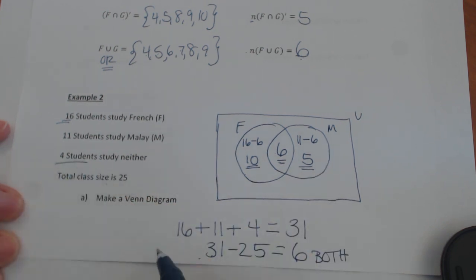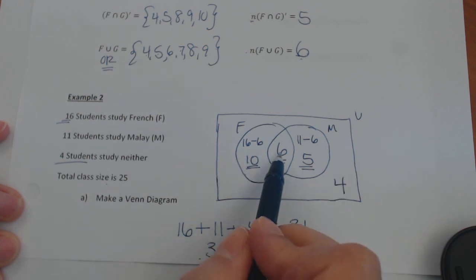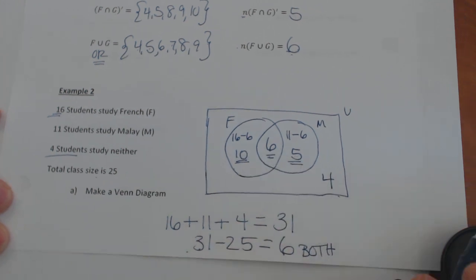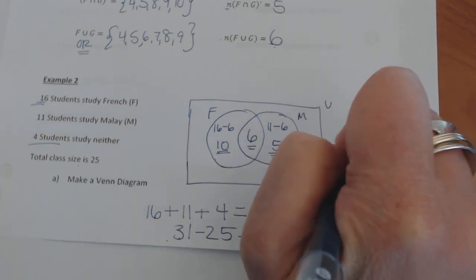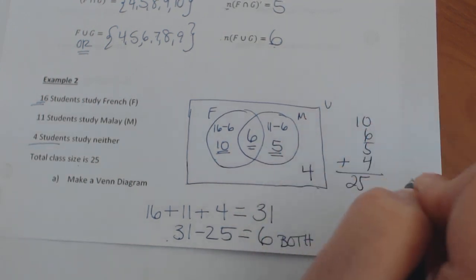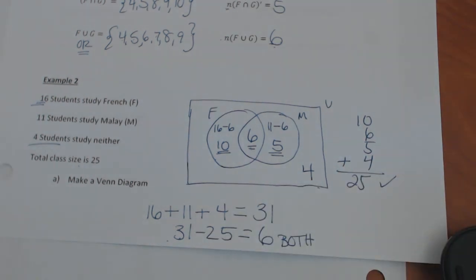Let's not forget our neither students, that study neither, which is 4. If you add 10, 6, 5, and 4 now, that should give you the correct total. 10, 6, 5, and 4. Let's add those up, and that does equal 25. And so we are correct.